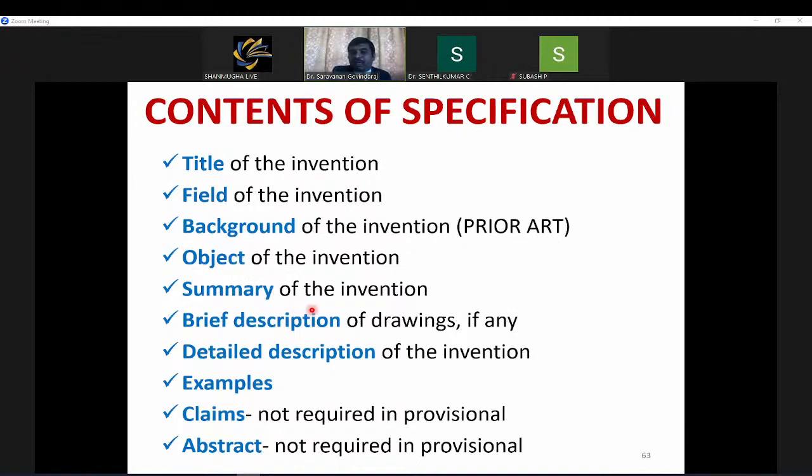And if any drawings are there, you should explain your invention briefly with drawings, and you should give a detailed description of the invention. And in case it is a provisional application, there is no need of giving claims. But if it is a conventional one, then you should give claims. And in case of a provisional, no abstract is needed either.